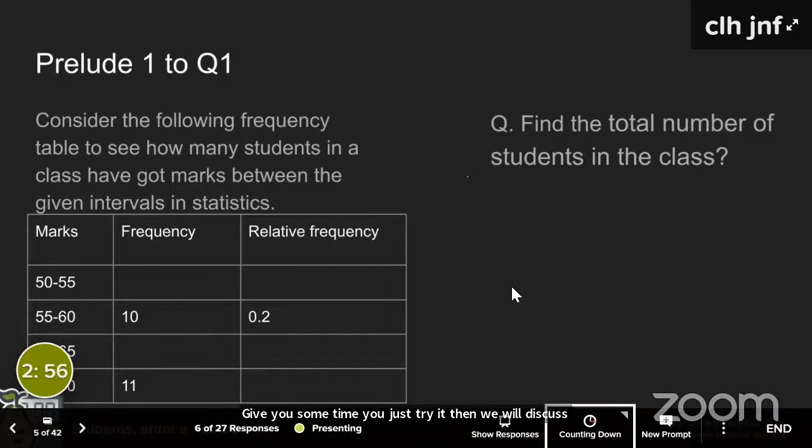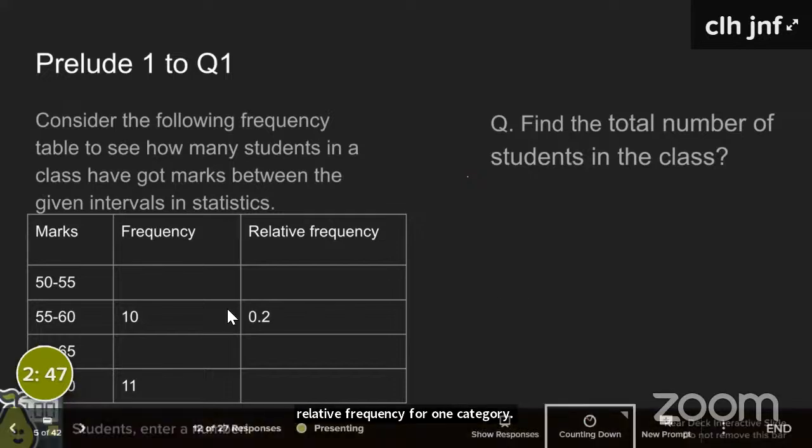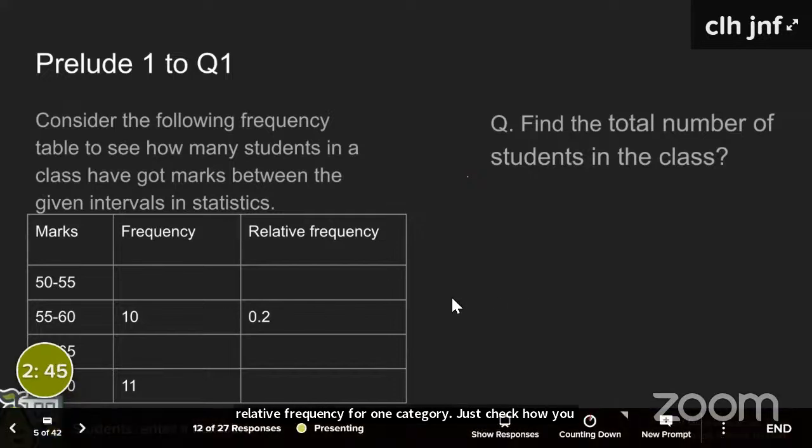See, you have the frequency of some of the categories and the relative frequency for one category. Just check how you will use your formulas to find out the total number of students.